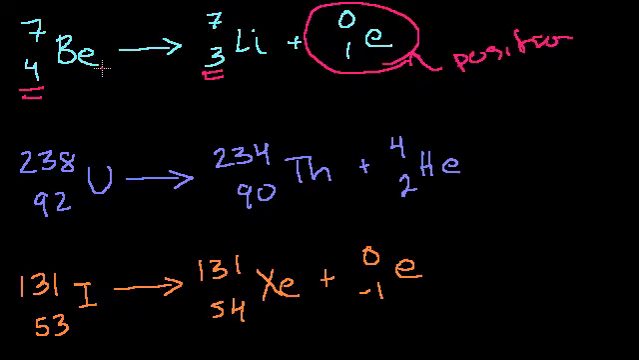Positron. So this type of decay of beryllium-7 to lithium-7 is positron emission. Fair enough. Now let's look at the next one.